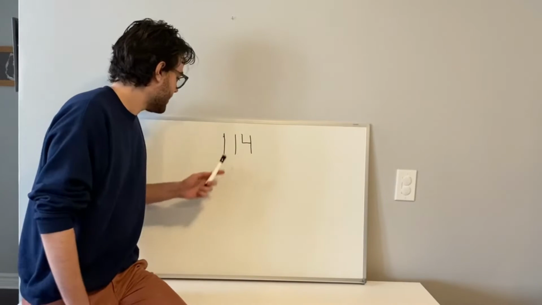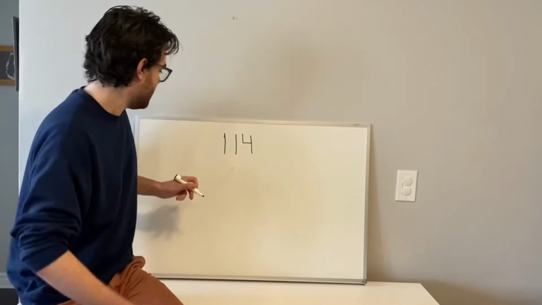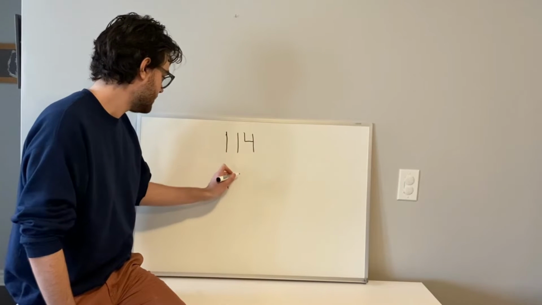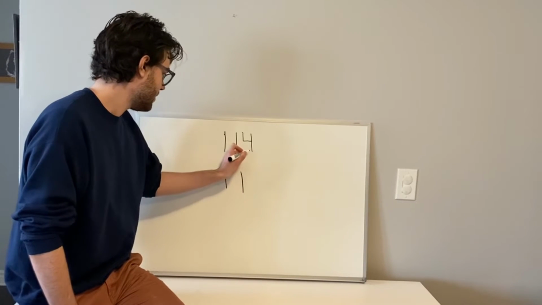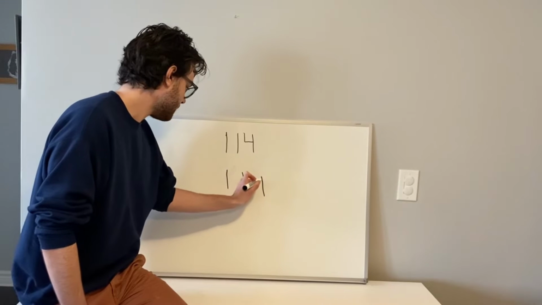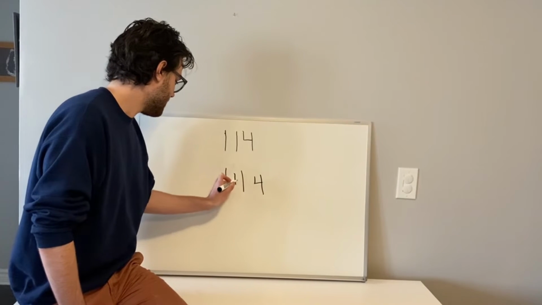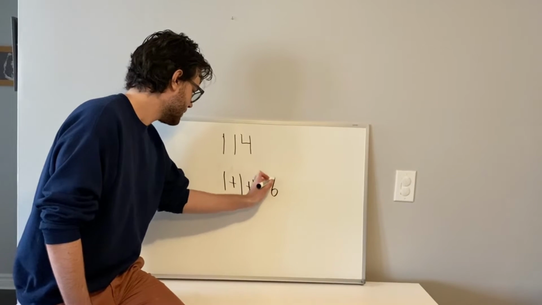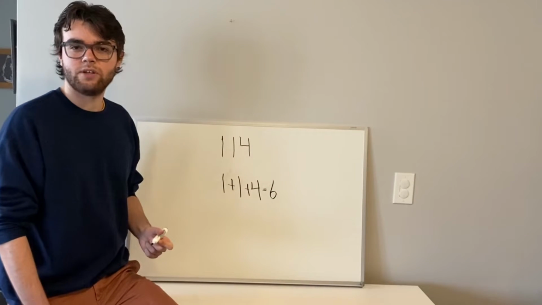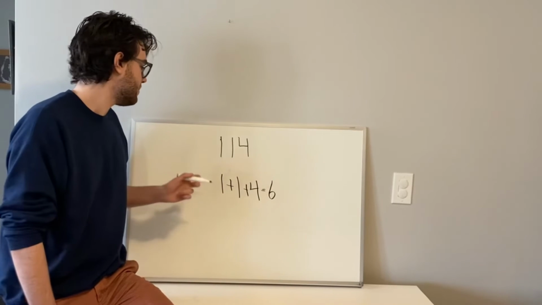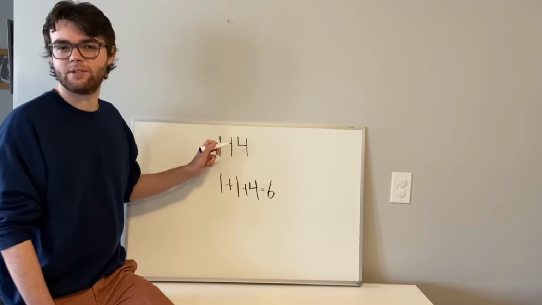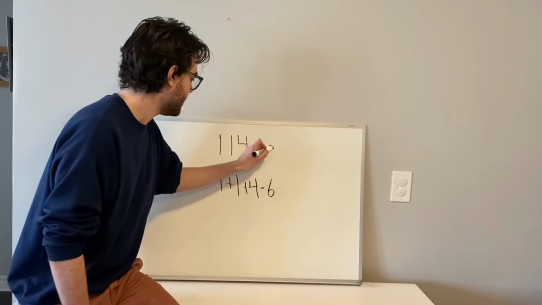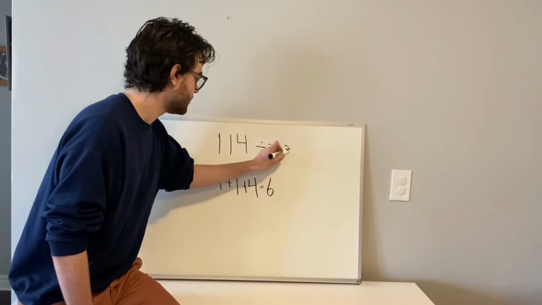So let's take a look at the number 114. The hundreds digit is 1. The tens digit is also 1, and the ones digit is 4. So we do 1 plus 1 plus 4, which equals 6. And 6, we know, is divisible by 3, and that means that 114 is divisible by 3. And in fact, 114 divided by 3 equals 38.